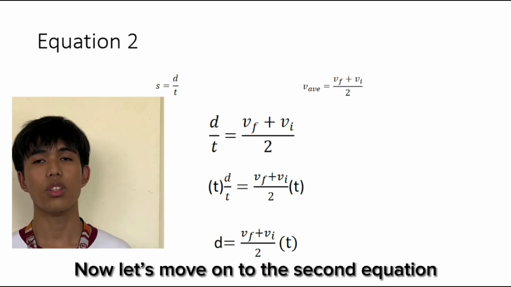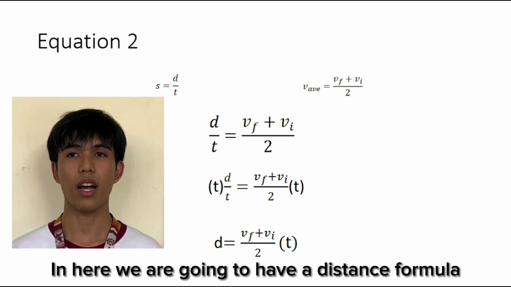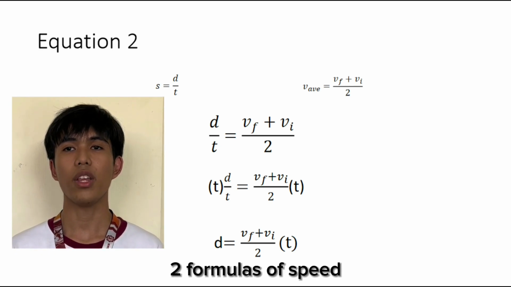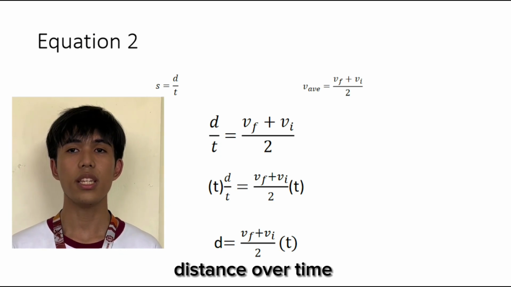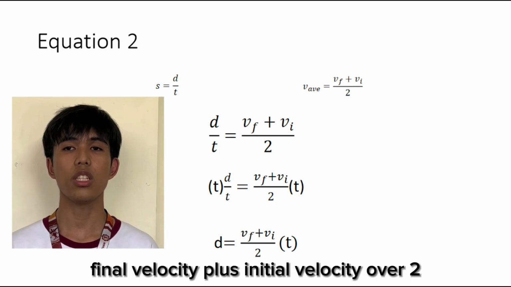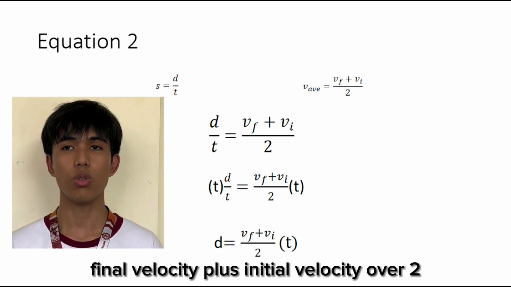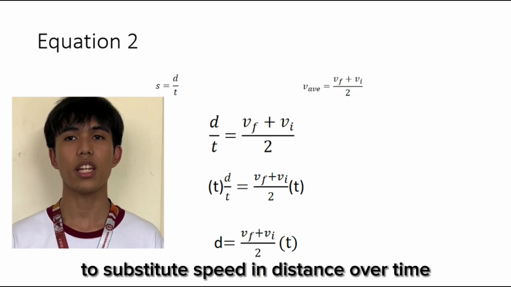Now, let's move on to the second equation. In here, we are going to have a distance formula. And to do that, we are going to combine two formulas of speed. The first formula will be speed equals distance over time. And the second formula is speed equals final velocity plus initial velocity over 2. Using the second formula, we are going to substitute speed in distance over time.